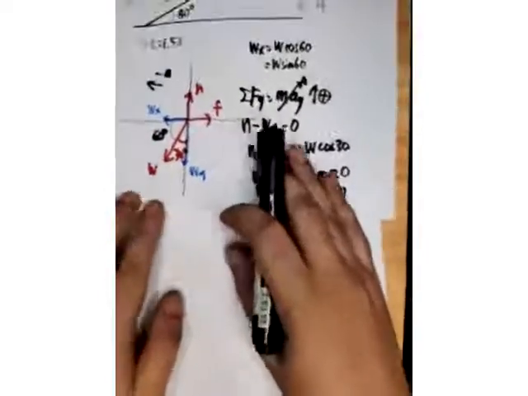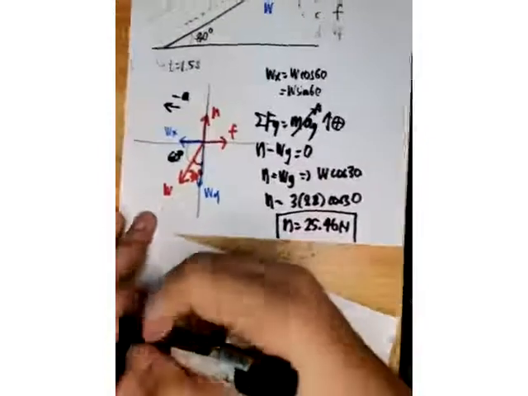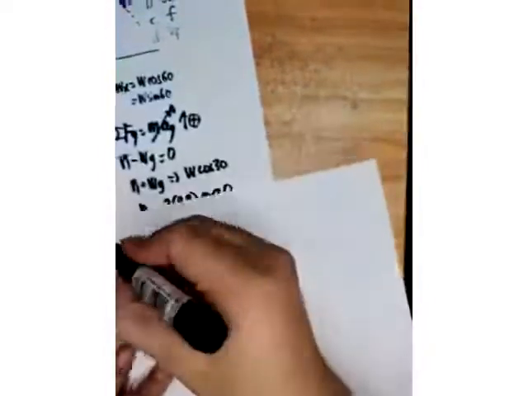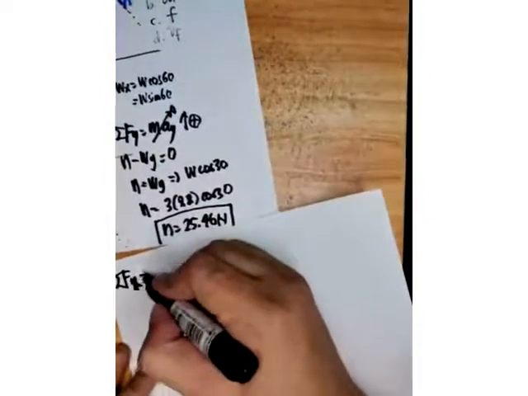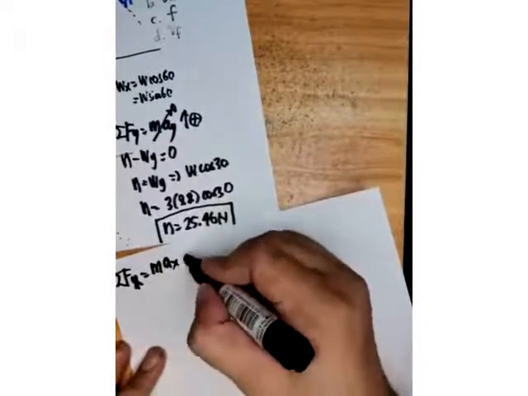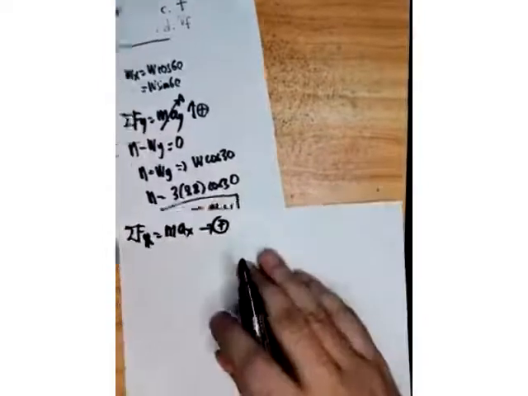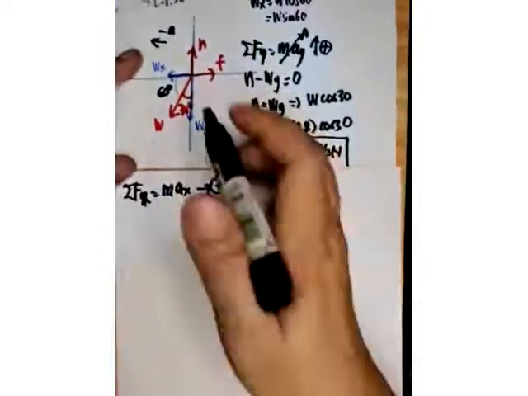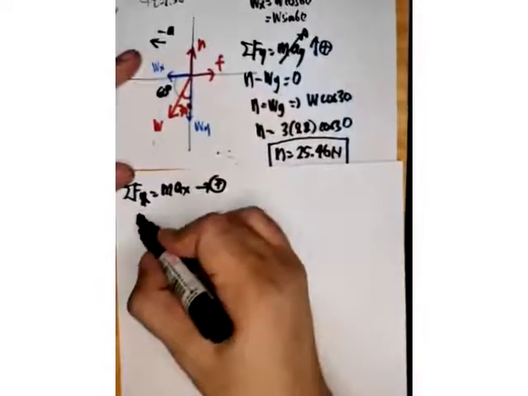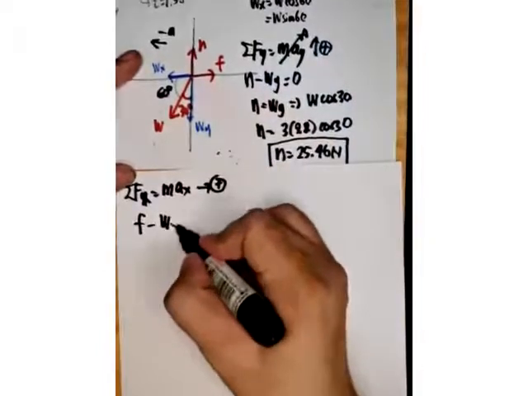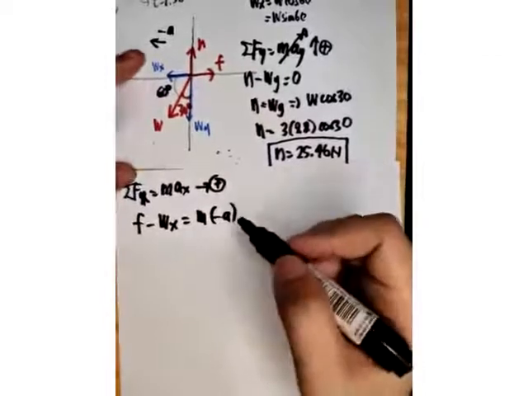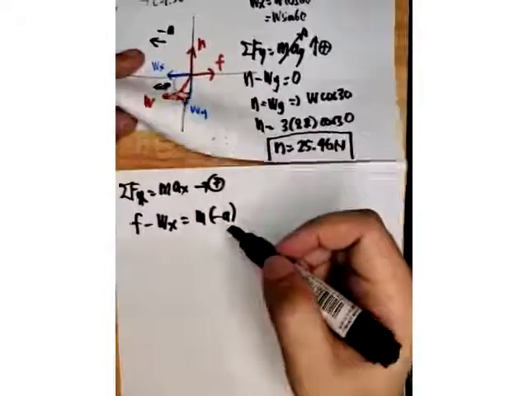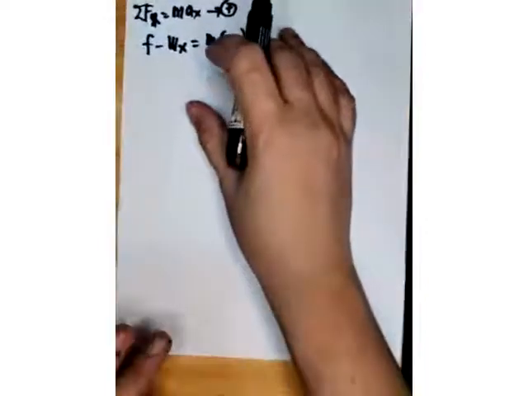Okay, so the summation of forces along y, x na pala, x is equal to MAX. Pakanan ay positive. Now, let's go to the figure. So, ano yung nasa X? So, we only have the frictional force minus WX is equal to M times negative A. Okay? M times negative A.